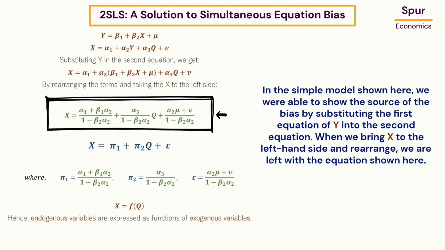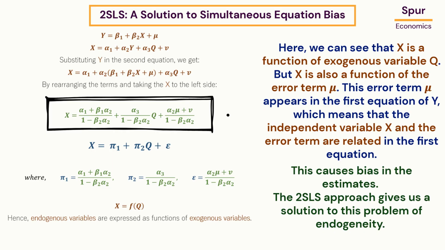When we bring x to the left-hand side and rearrange, we are left with the equation shown here. Here, we can see that x is a function of exogenous variable q. But x is also a function of the error term mu. This error term mu appears in the first equation of y, which means that the independent variable x and the error term are related in the first equation. This causes bias in the estimates.